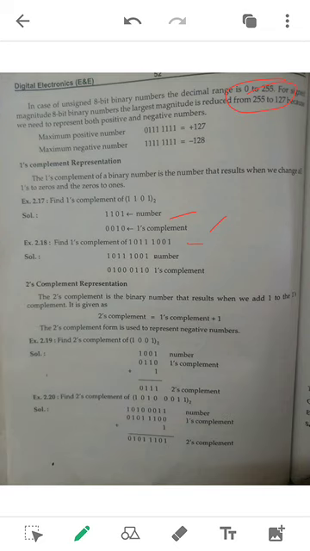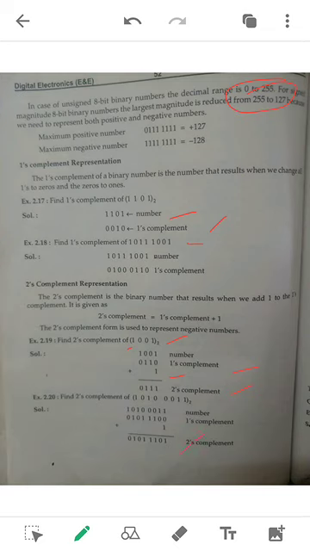Find 2's complement of 1 0 0 1. So the number is 1 0 0 1, converted into 1's complement. So 1 becomes 0, 0 becomes 1, 0 becomes 1 and 1 becomes 0. Then this is the 1's complement. Then to the 1's complement, you have to add 1. So after addition of the 1 to the 1's complement, you will get 0 1 1 1. It is a 2's complement. Similarly, there is one more example. Here it is shown. So go through it.